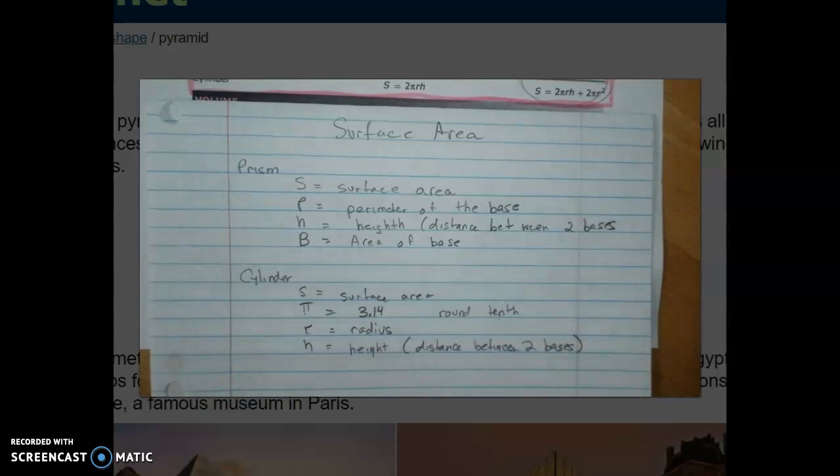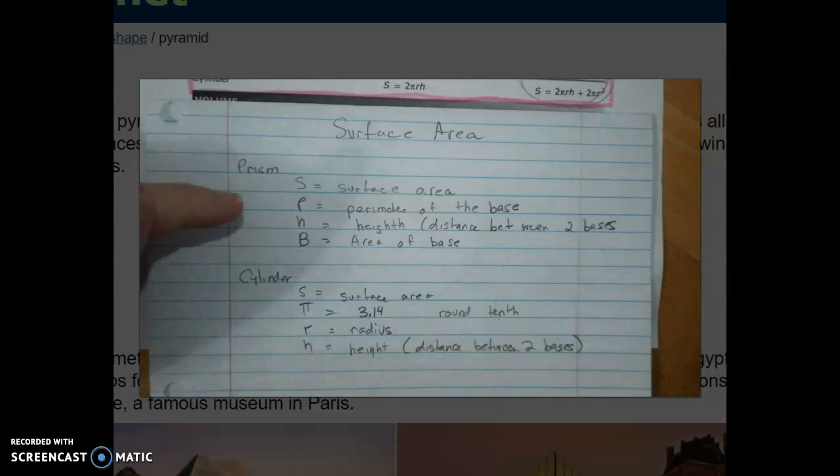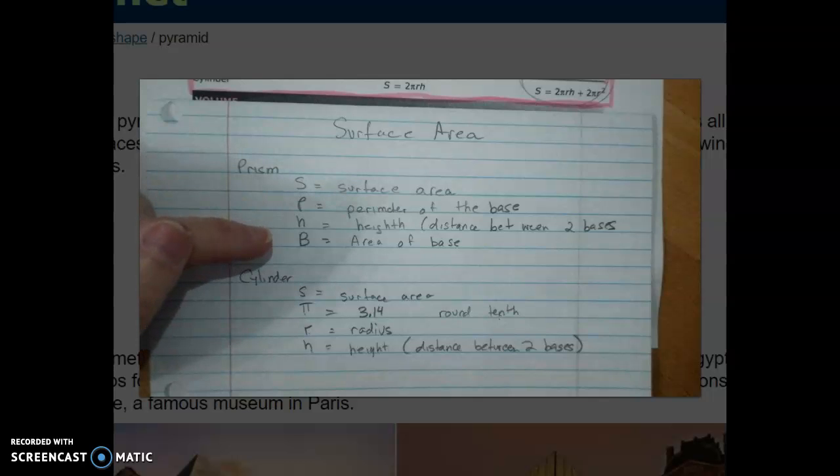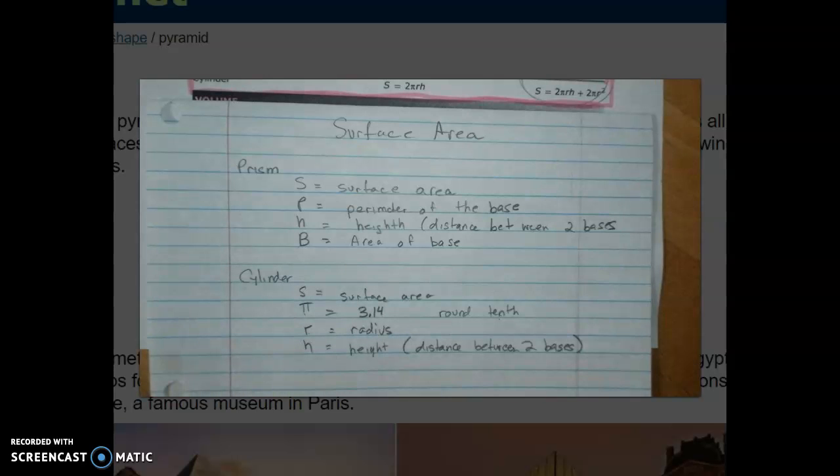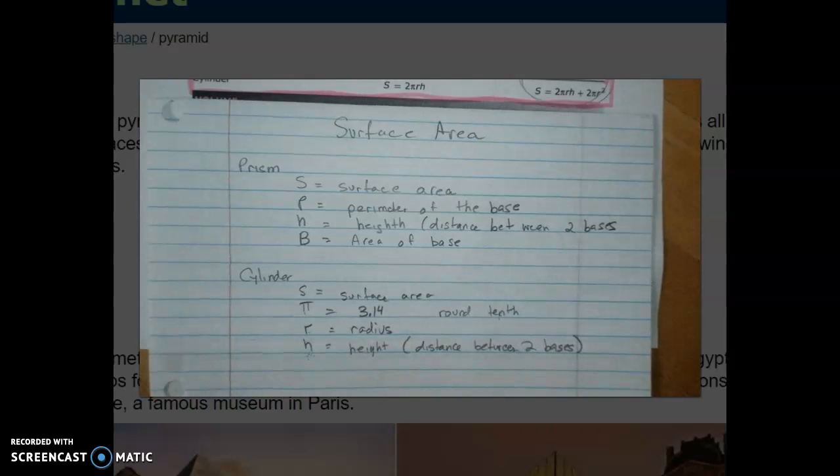As you are going to write your formulas, you go: S, surface area; P, perimeter of the base; H, distance between the two bases; big B, I always call it big B, area of the base. S, surface area; pi, 3.14, but round to the 10th; R, radius, I might have a diameter and divide by 2; H, height, distance between two bases. We're going to get into some problems where there's a couple of H's in the entire problem. You're going to have to take care of your H's properly. The next video is going to be a demonstration on how we go from nets to the formula.